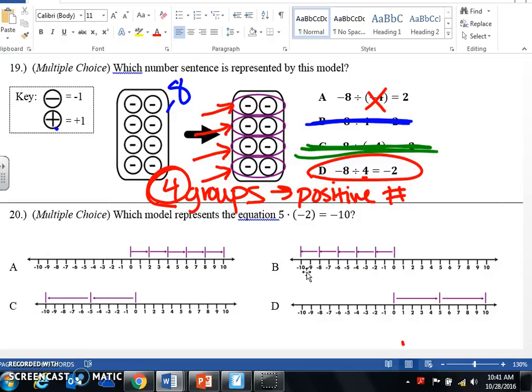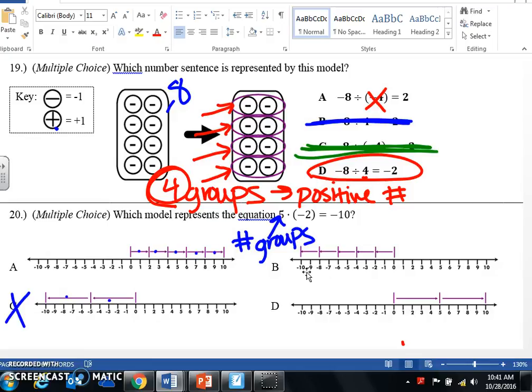Once again, you count the number of groups. The number of groups is always positive. So look, since this is the positive number, I know that that's the number of groups I'm going to have. So I need to have 5 groups. 1, 2, 3, 4, 5. That's looking good. So we're going to keep it.